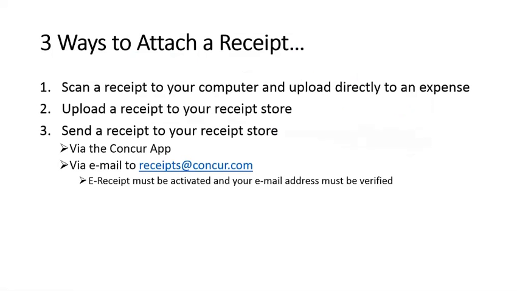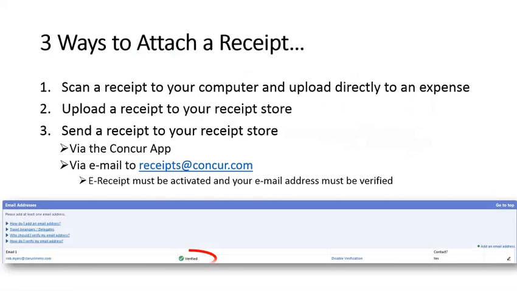The third way is to send a receipt to your receipt store via the Concur app or by email to receipts@concur.com. You must activate e-receipt and you must verify your email address, and this can be done in the My Profile tab on your Concur homepage.